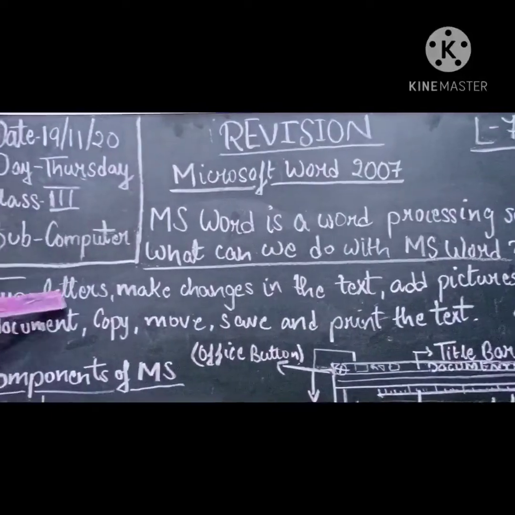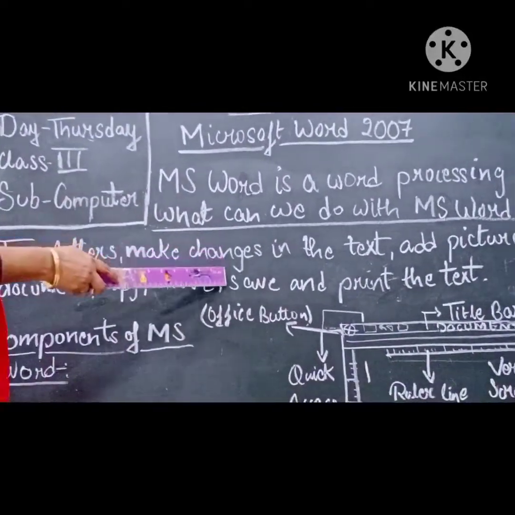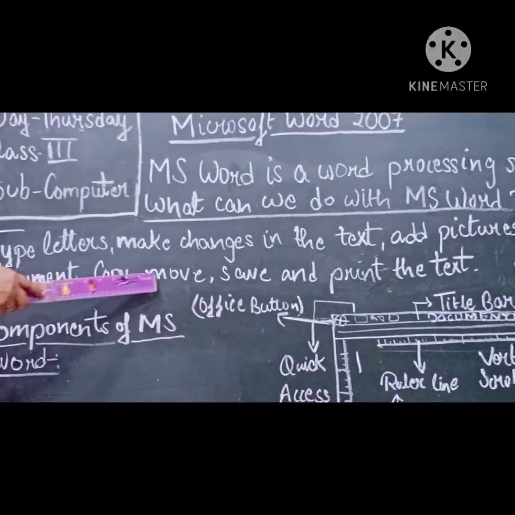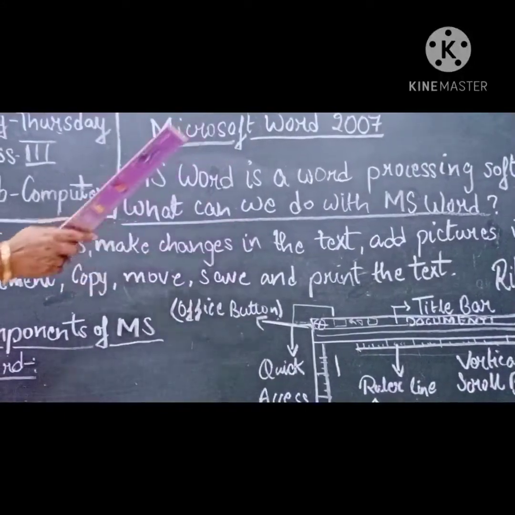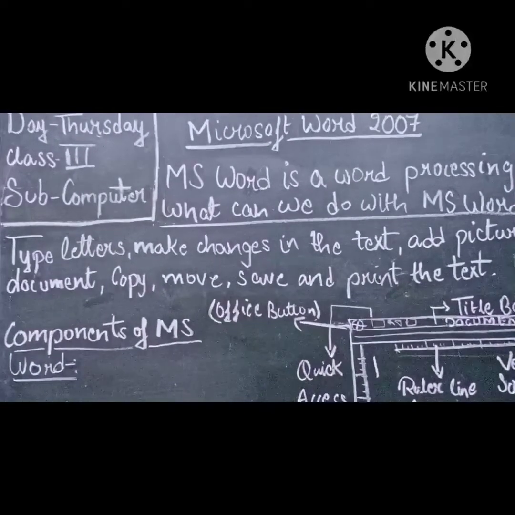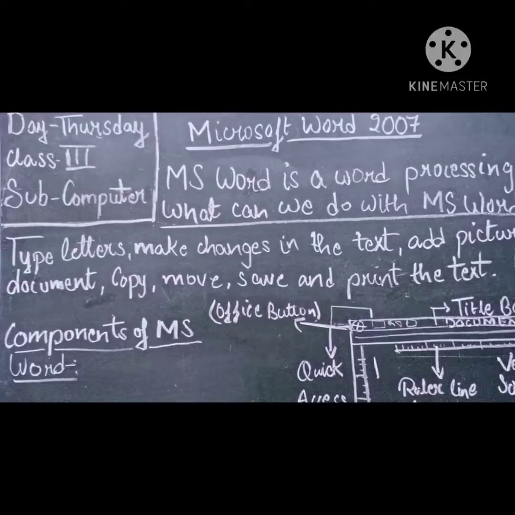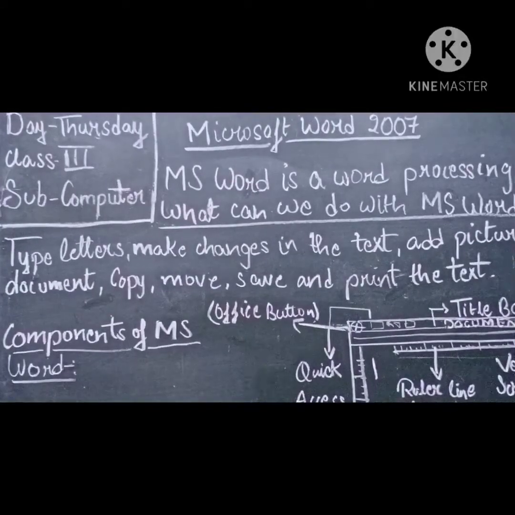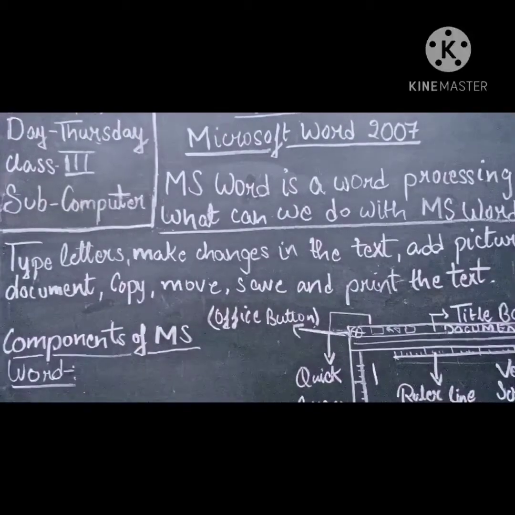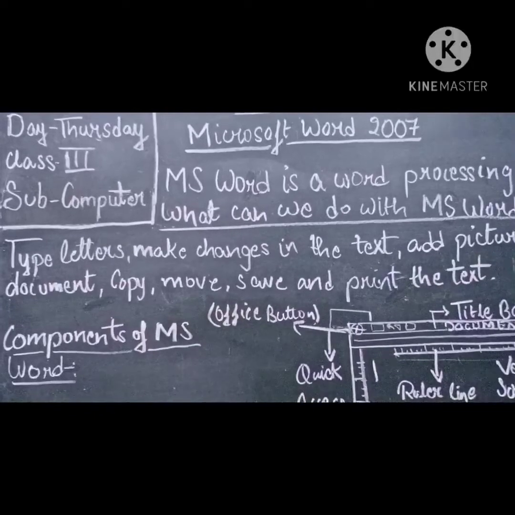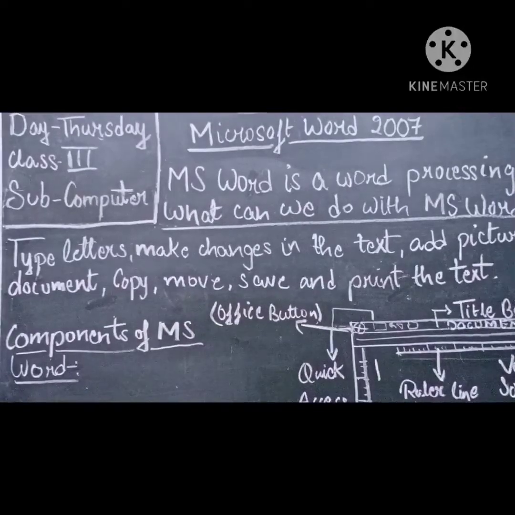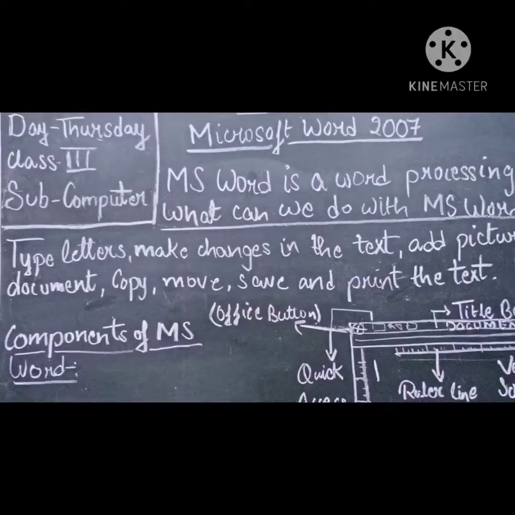We can type letters, we can make changes in the text, we can add pictures in the document, we can also copy, move, save and also print the text. Children, it is an application software that helps us to type, edit and format the text. Children, we can also save and print a part or whole of the document. Children, we can also keep the document error free using spelling and grammar feature.